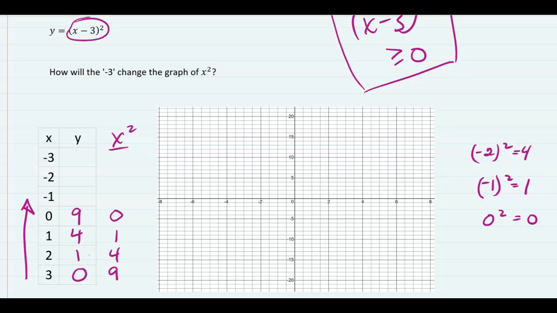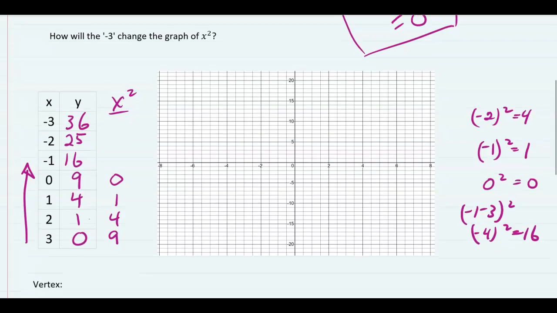We keep squaring a bigger number. 1, 4, 9. I bet 16 is the next number if we put negative 1 in. Well, if you put negative 1 in, and then you subtract 3, that's negative 4 squared. That is 16. These are just the squares of the smallest integers. This will be 25, and this will be 36.